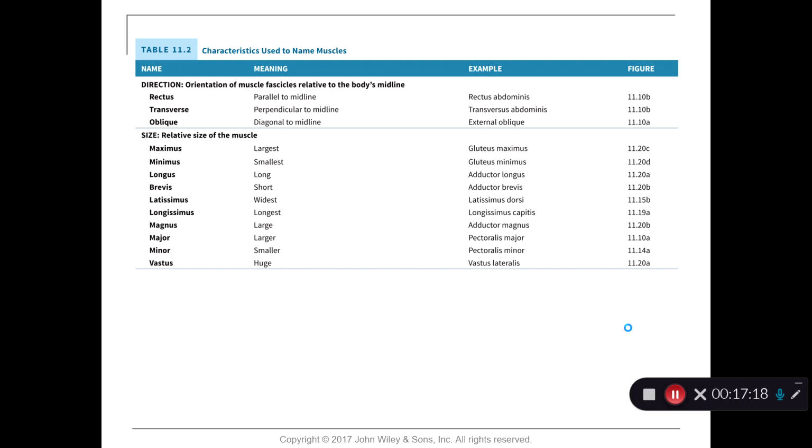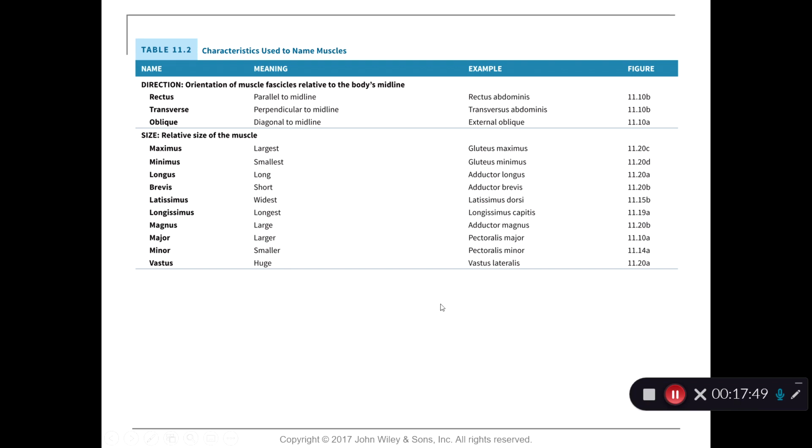Let's begin by describing the directions and then dive into sizes. Rectus is the one that's parallel to the midline, transverse is the perpendicular, just like the transverse plane, and oblique, if you remember back to A&P 1 and the cross sections of the body, is the one that is weird. It's not perfectly transverse, it's not perfectly frontal or anterior or what have you, but it's kind of skiwampus, so it's an oblique.